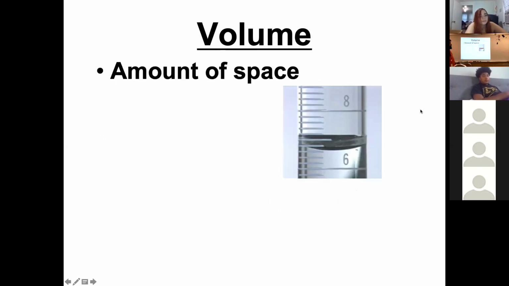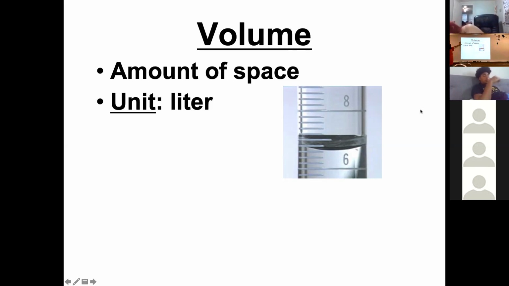And then volume, this is the total amount of space. So this is actually now getting into 3 dimensions. Length is just 1 dimension. Area is 2 dimensions, length times width. Volume is going to be 3 dimensions. Length times width times depth. How much space it takes up.